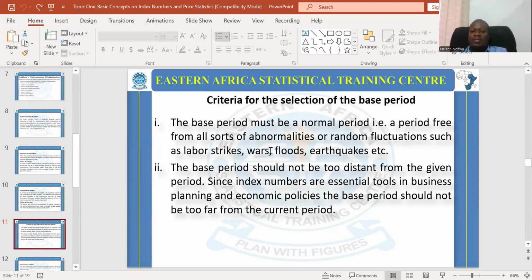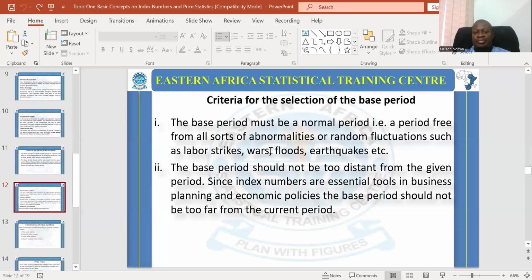Then also, the base should not be too distant from the current year. Now we are in 2024. If I want to choose a base year, I cannot go for 1980, because between 1980 and 2024 there are so many years, and maybe a lot of things happened, such as policies. So at least we take a reference in years which are not very far from the current year.